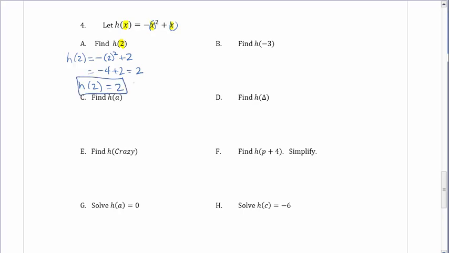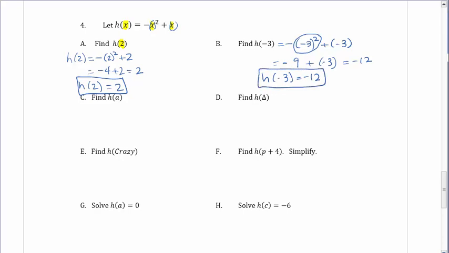In part B we do the same thing. We need to be extra careful with this negative here. H of negative 3 is going to be negative parentheses negative 3 squared plus negative 3. Now when I evaluate that, this exponent applies to the base of negative 3, but not to that negative out in front. So the negative out in front stays. Negative 3 times negative 3 is 9, so negative 9, plus negative 3 is negative 12. So I would say h of negative 3 equals negative 12.